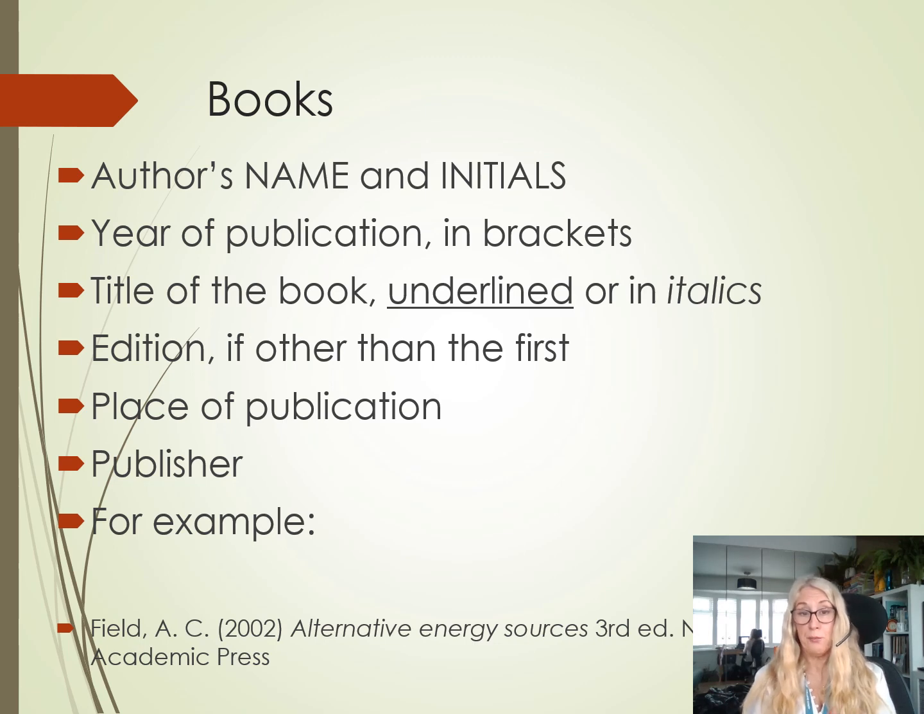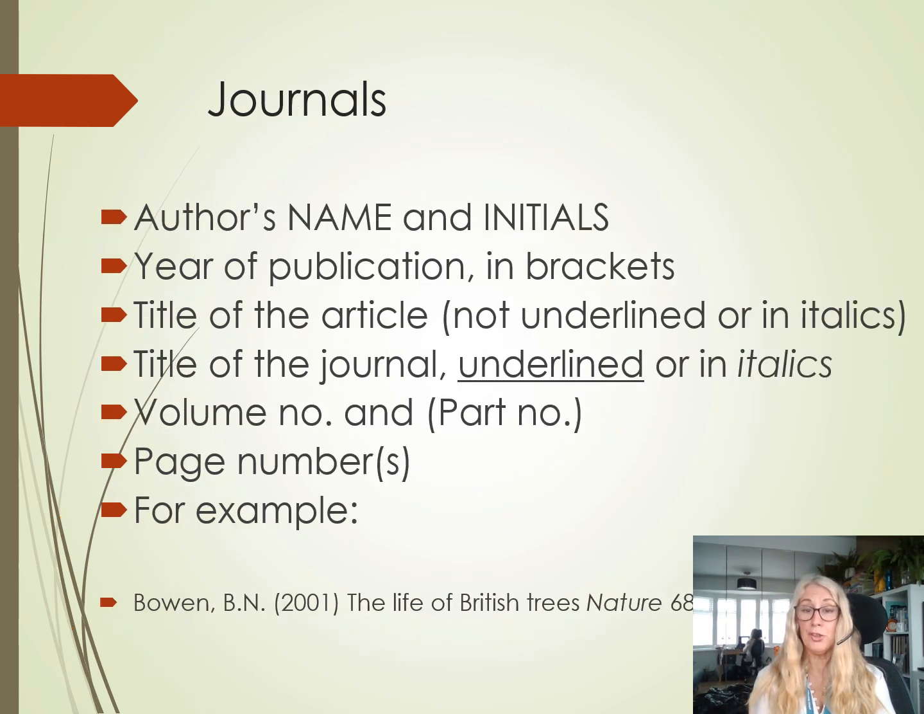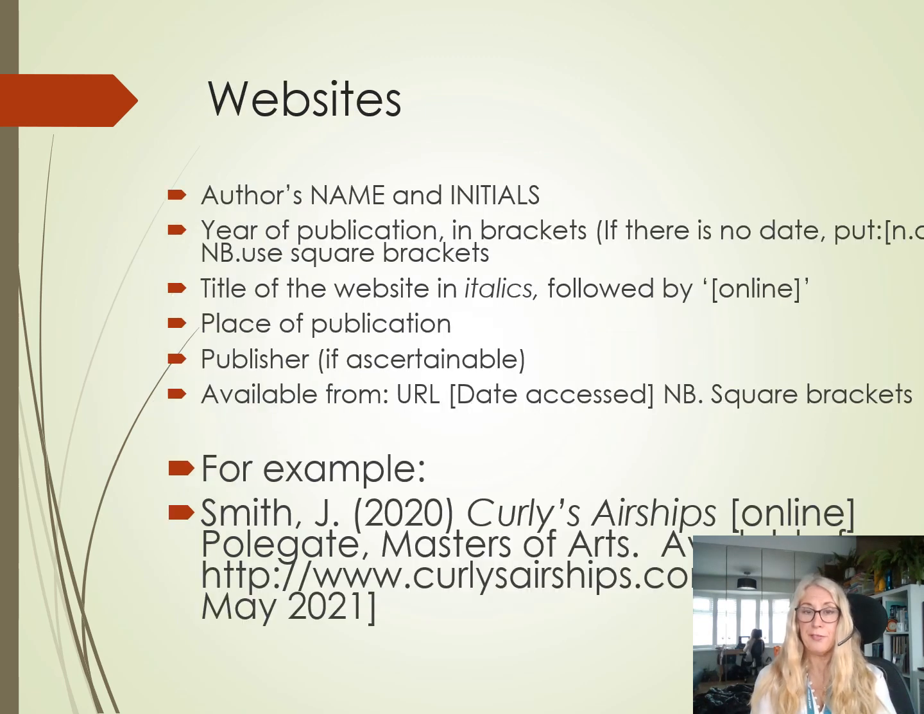Books, you can see an example there. The book's by somebody called Field. There are his initials. It was published in 2002. It's called Alternative Energy Sources. It's the 3rd edition, and it's by Academic Press, and where it was published is also needed there. Journals are very similar. You can't be expected to know the referencing convention for every different type of text, but what I would do, and what I still do, is keep something like this nearby so I can check. So if I'm quoting a journal, I'll go and check how I would reference that in the reference list. There's websites again. You can see there we've got the full website address and the date accessed was May 2021.